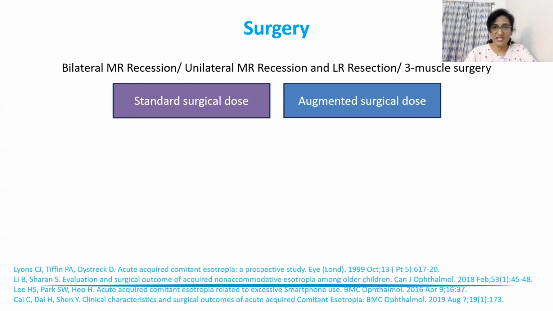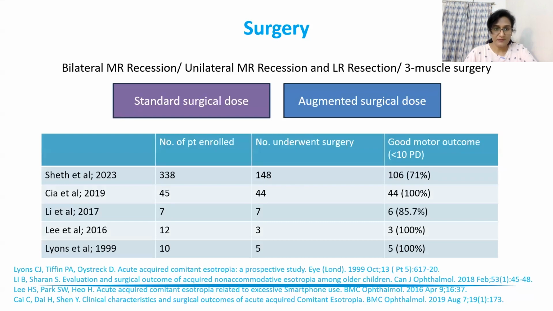They've said that that should suffice, but some studies have said that an augmented surgical dose is required because post-surgery, there has been known to have some residual esotropia, but there are no consistent findings. So if this was just a very brief review and looking at the first column where Seth et al. studied the maximum number of patients, they said that following standard surgical dose would give good motor outcome in close to 71% of the patients.